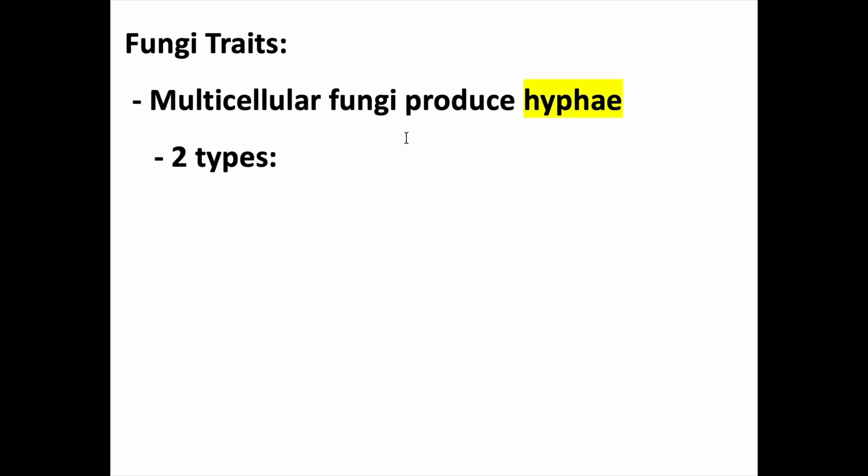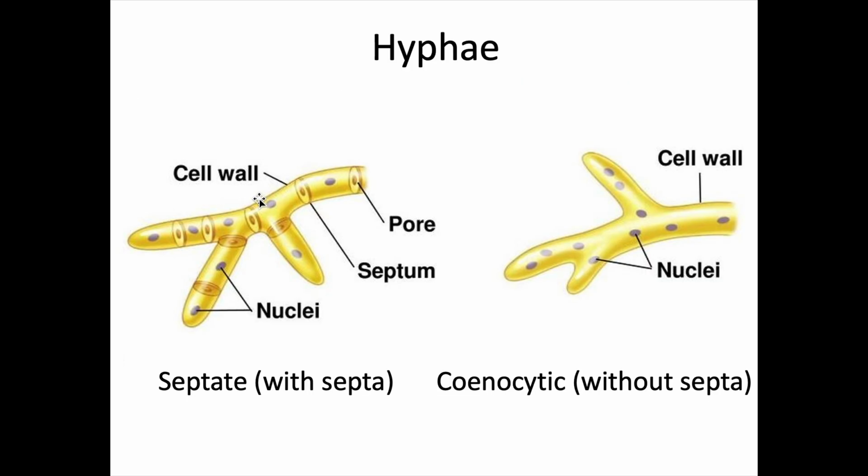They produce these structures called hyphae. There are two types, and let's read the definition of hyphae while we look at these things. The key terms define hyphae as a fungal filament composed of one or more cells. So this is only one cell thick, so these are pretty thin structures. They're long filaments.